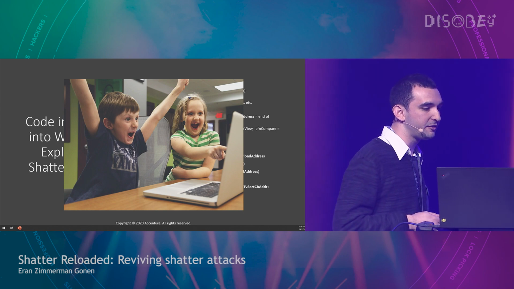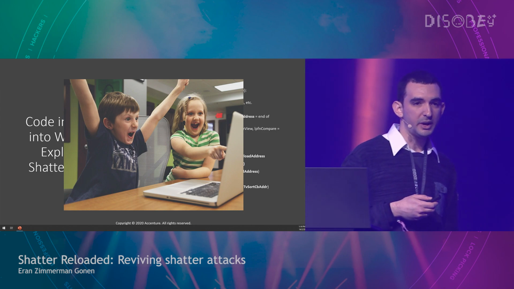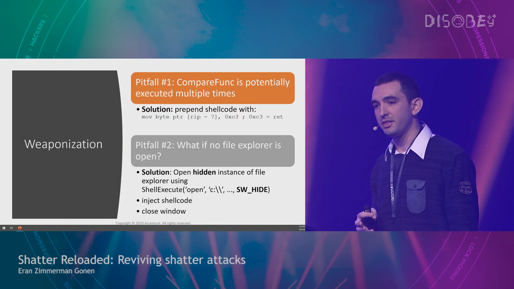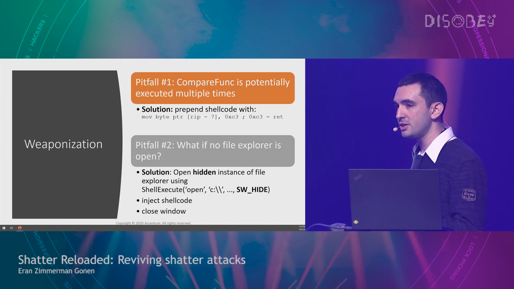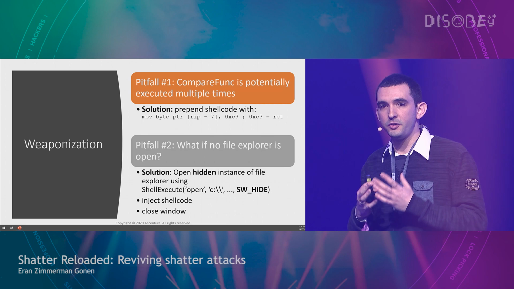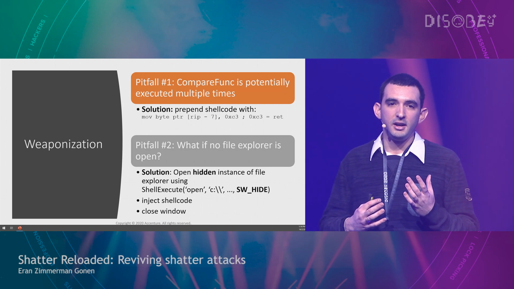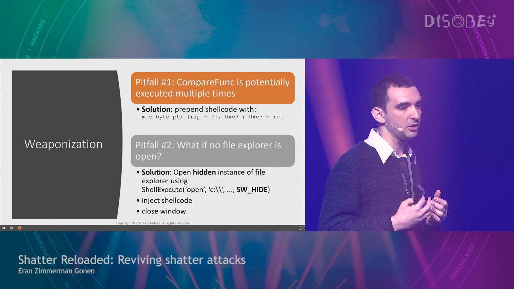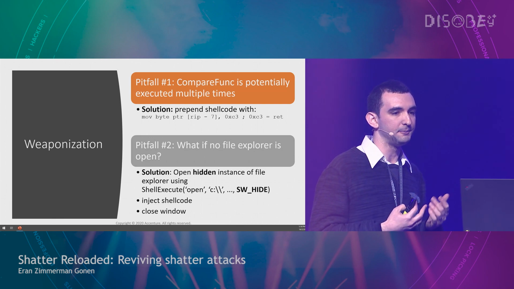Now, this worked fine for proof of concept, but when we came to weaponize it, we encountered two small problems. The first pitfall is that the compare functions could potentially be called many, many times. Why is that? Because if you have a tree view and it has a lot of children, then all those children need to be compared to each other to see what the sorting of the tree will be.